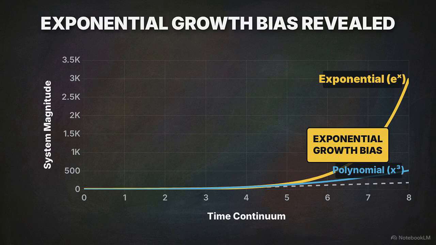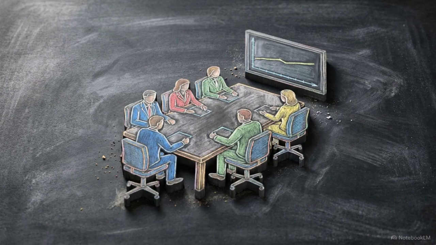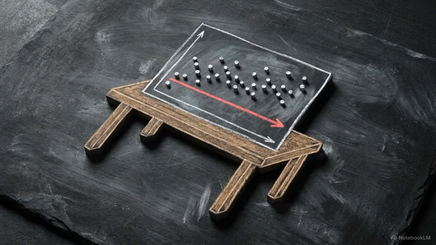This error in perception is known as exponential growth bias. This bias causes catastrophic forecasting errors during the early stages of an exponential J-curve. The initial growth phase appears deceptively flat. Extrapolating the future based on that early, localized appearance mathematically guarantees massive underestimates of the final scale.